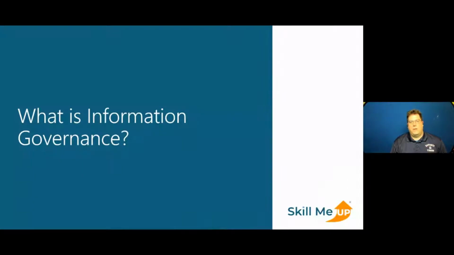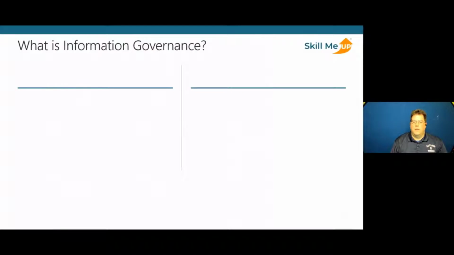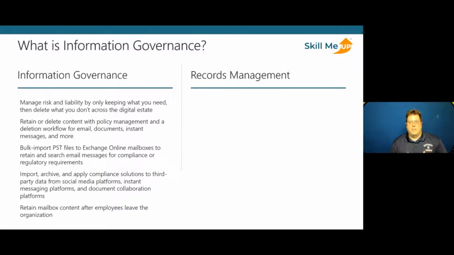So let's start off by talking about what exactly is information governance and how do we attain that, and what things go into information governance. So information governance is really two primary parts. There's the information governance, and then there's the records management piece of things.